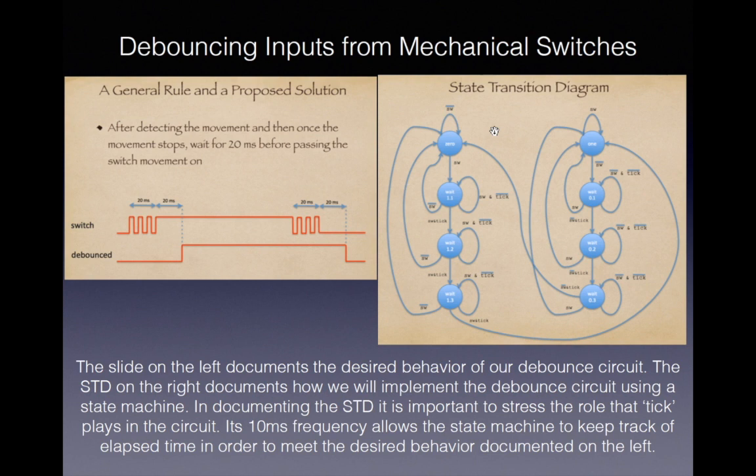So how did we design our debounce to be able to consider tens of milliseconds? We have a pulse train called tick that occurs one clock every 10 milliseconds. That is a key element to making the whole state transition diagram work. With the tick signal, now I know I have certain elapsed time through my debounce.